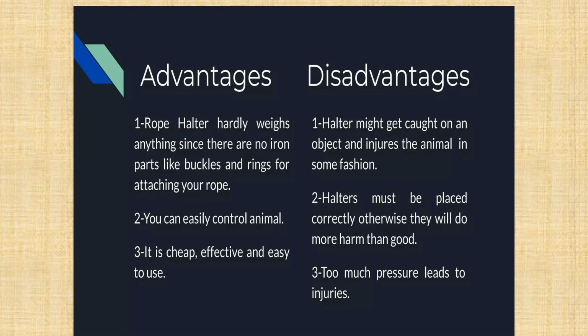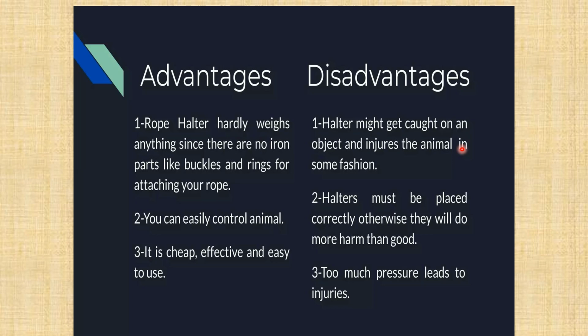Then there are once again advantages and disadvantages of putting on the halter. Number one, the advantages of rope halters are that there is no iron part like buckles or rings for attaching to the rope, whereas the other halter has one disadvantage: it might get caught on an object and injure the animal sometimes. So that's also another disadvantage of the rope technique.